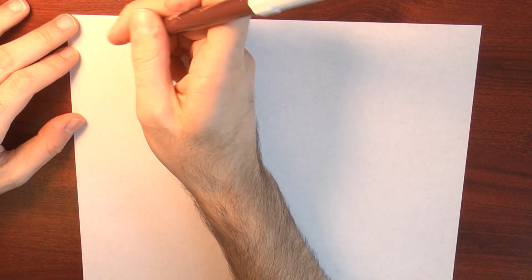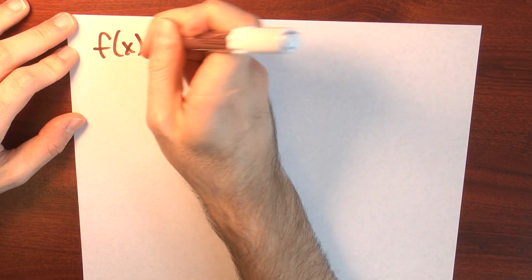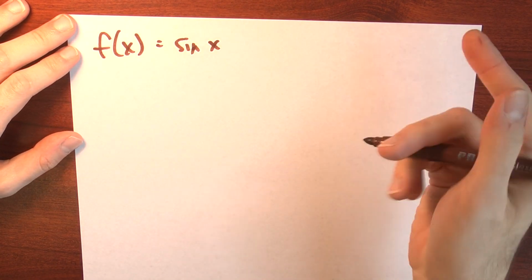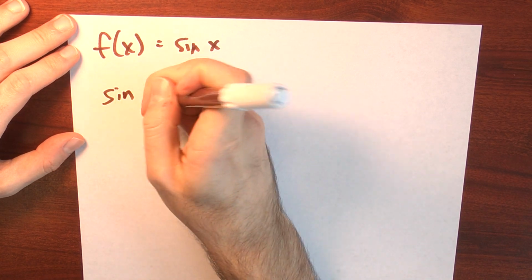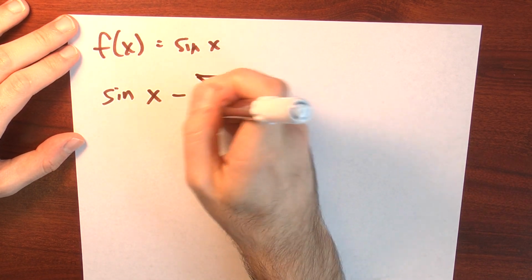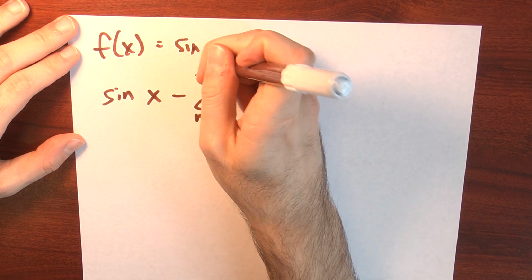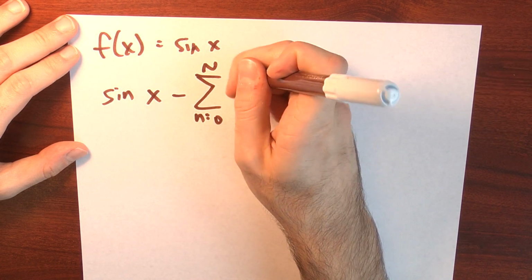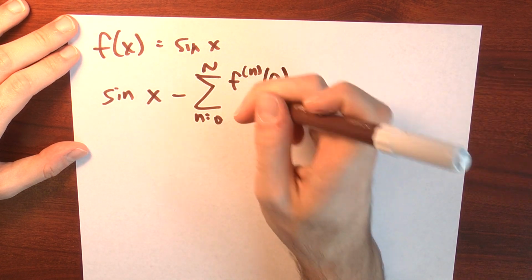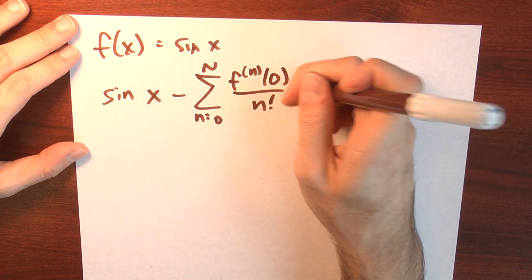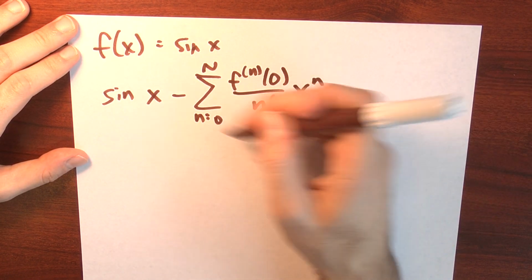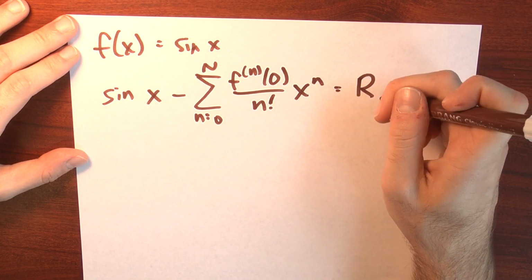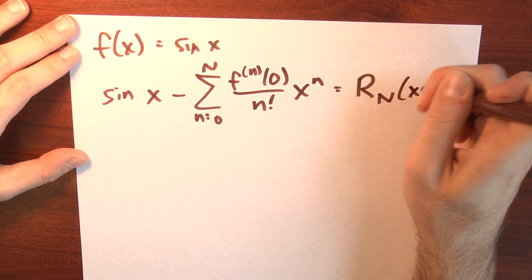Just to make it a little bit easier to talk about this, let's have f of x equals sine x. Let me just write out then what Taylor's theorem is telling us. Taylor's theorem is telling us that sine x minus the big Nth partial sum, so the sum, little n goes from 0 to big N, of the Taylor series, which is the nth derivative of f at 0 divided by n factorial times x to the n, so I'm just writing out the Taylor series in general, is this remainder term, big R sub N of x.